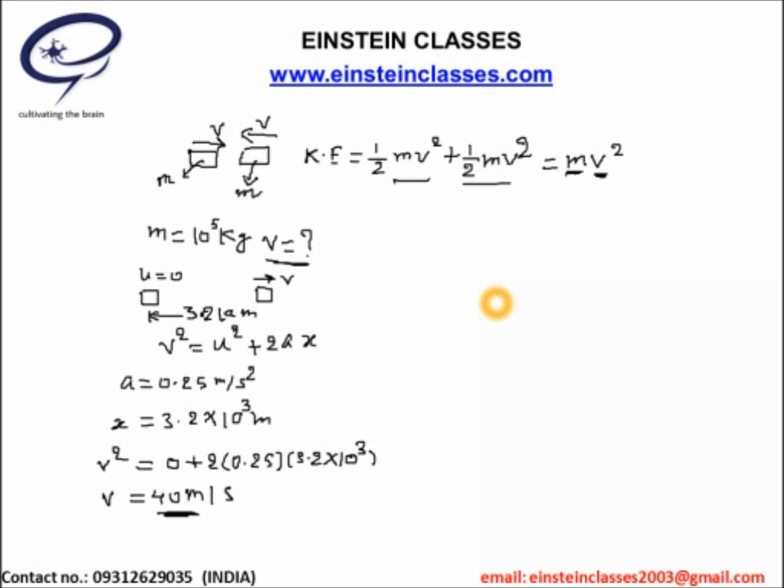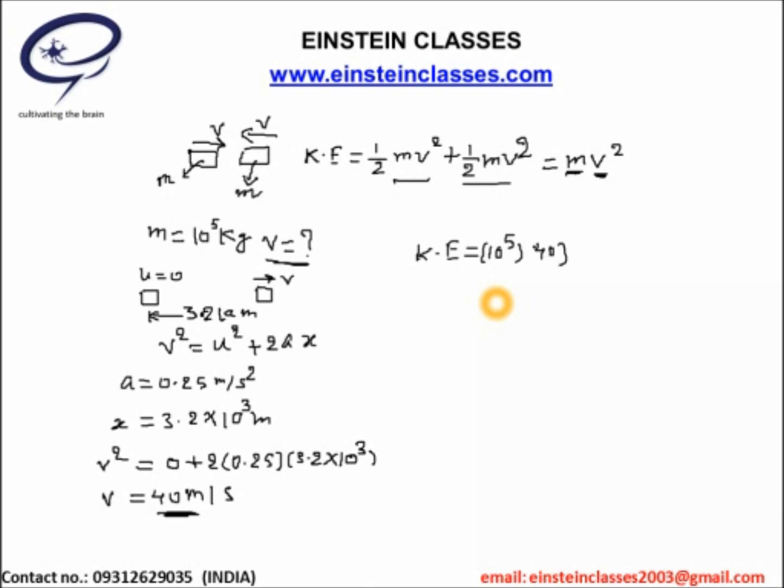Now we have to calculate the kinetic energy. The value of kinetic energy will be equal to mv square. Hence, put the value of mass m and the speed v that we have calculated. Hence, the kinetic energy is given by mass of the train is 10 to the 5 kg and the speed will be 40 meter per second.